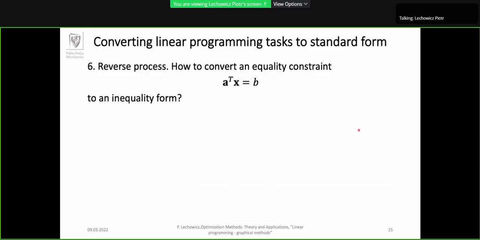We can also revert the process. So we can convert an equality constraint into inequality form in such a way. However, there is no point of doing this because actually what we are achieving, we are increasing the number of constraints, and that's all what we accomplished. So at the same time, the left-hand side of equation is lower or equal than b, and it's greater or equal than b. So it doesn't make sense, but it's possible, of course.